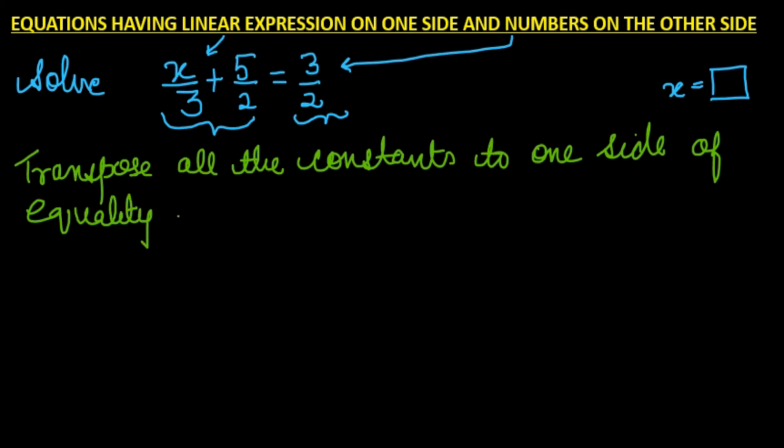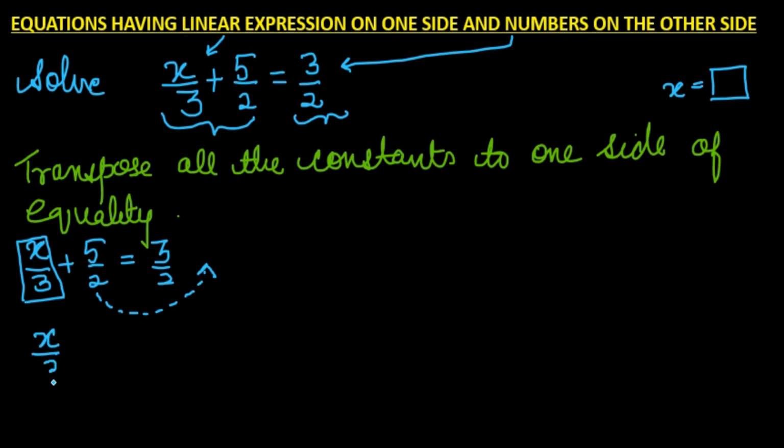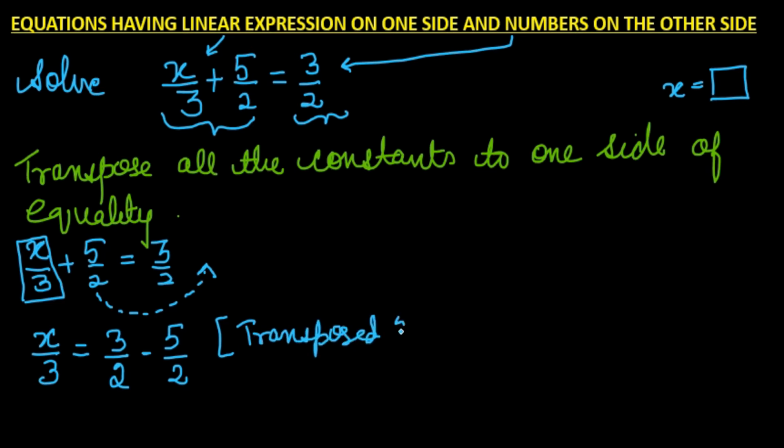So in our question, x by 3 plus 5 by 2 is equal to 3 by 2. We transpose this 5 by 2, which is a constant, to the right hand side, so that we are left with only the variable term on the left hand side. So the next step, x by 3: we have transposed 5 by 2, and whenever we transpose a term from one side of the equality to the other, the sign of the term changes. So what have we done here? We have transposed 5 by 2 to RHS.